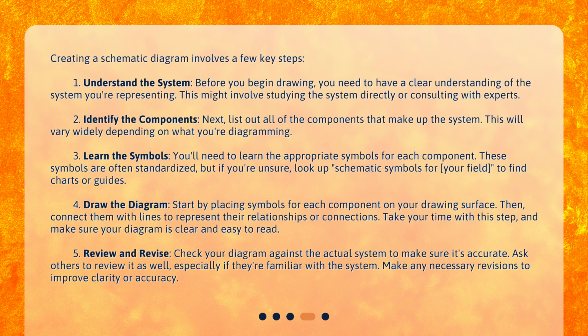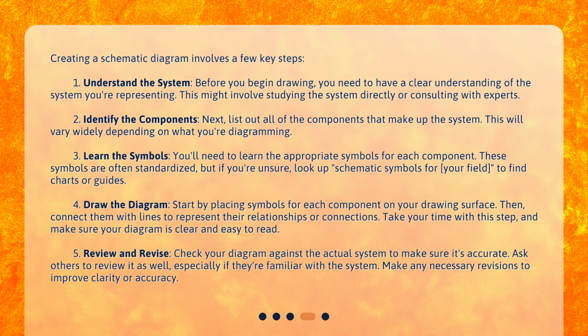2. Identify the components. Next, list out all of the components that make up the system. This will vary widely depending on what you're diagramming. 3. Learn the symbols. You'll need to learn the appropriate symbols for each component. These symbols are often standardized, but if you're unsure, look up schematic symbols for your field to find charts or guides.